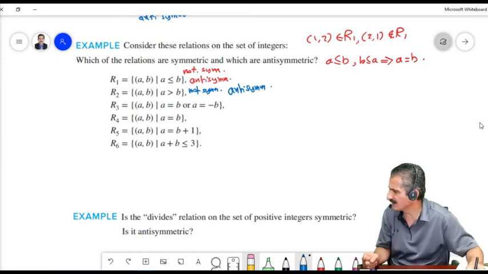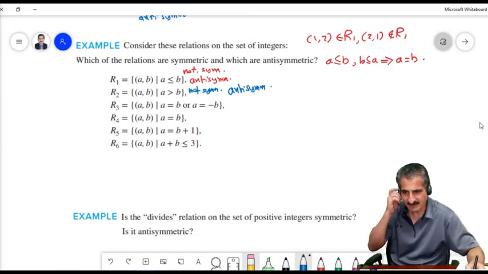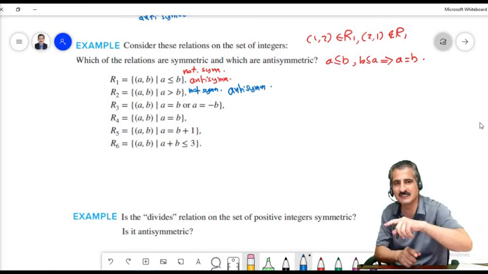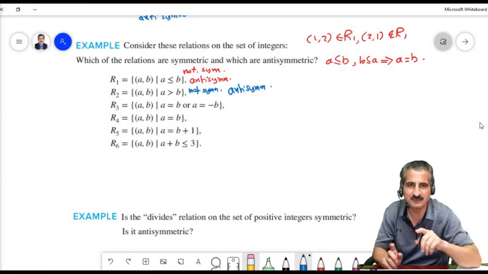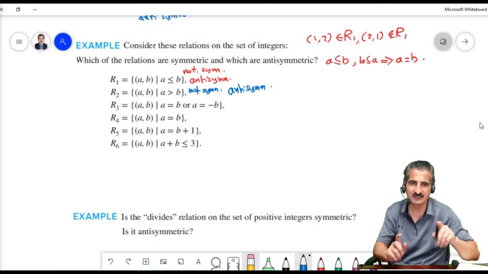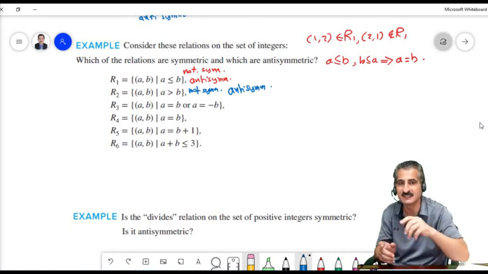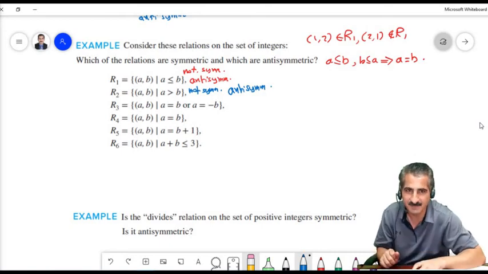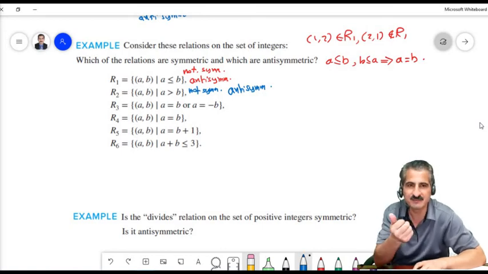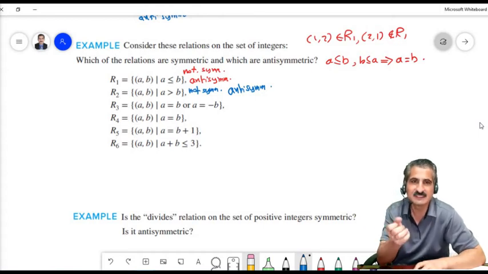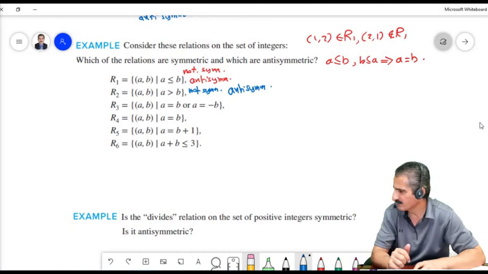No, it is not antisymmetric. Actually, it is antisymmetric. We will not have A related to B and B related to A, because there are no two integers, A less than B and B less than A. There is no such thing. So it is antisymmetric. We have seen in the relations above some relations that contain ordered pairs, but do not contain the opposite ordered pair of any of them. So it was antisymmetric.